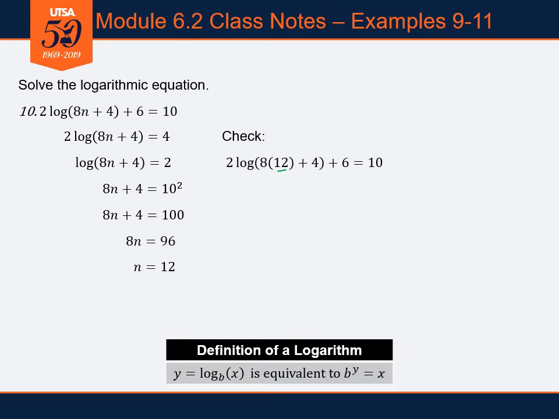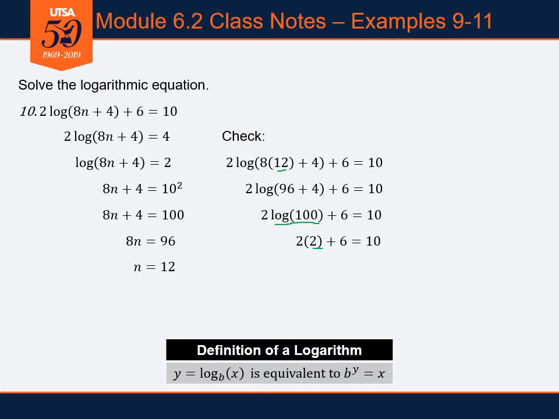And let's work through the math, starting with inside the parentheses. Inside the parentheses, I've got 8 times 12 is 96. And then 96 plus 4 is 100. And now I've got the log of 100. That's log base 10 of 100. What power do I raise 10 to get 100? 10 to the second power is 100. So log base 10 of 100 is 2.